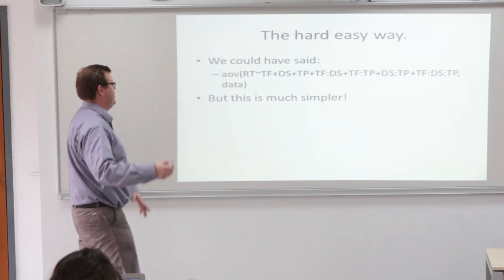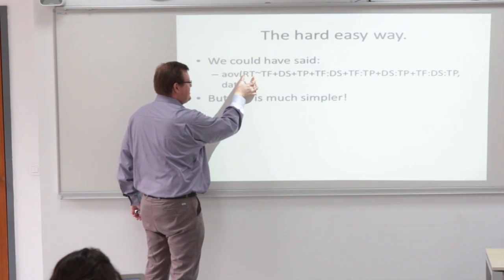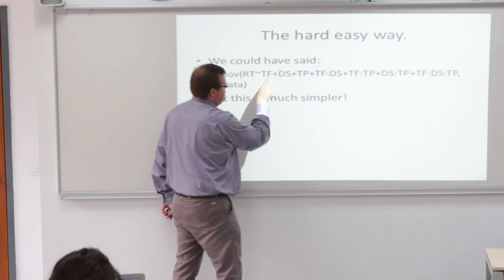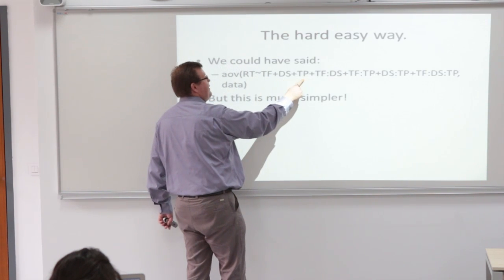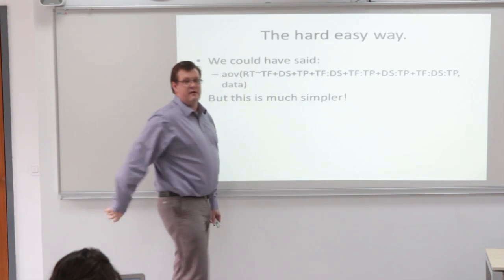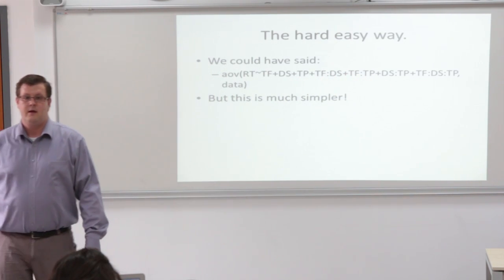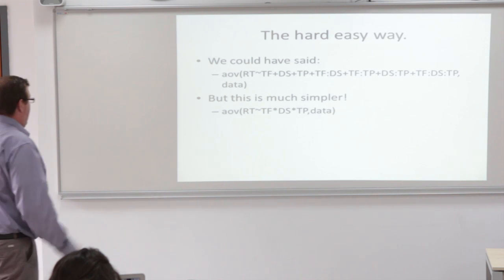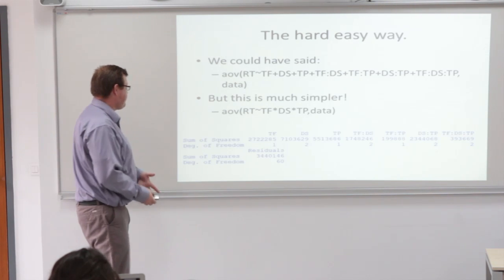Okay, so we could have said this. Don't do this, just look. So we're saying response time is predicted by the main effect of target feature, the main effect of display size, the main effect of target presence, times all of those interactions that we just did. So that would give you that whole big first thing that we had, much, much simpler with that. So we'll stick with this.